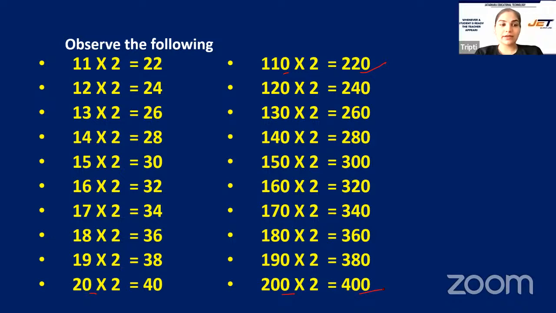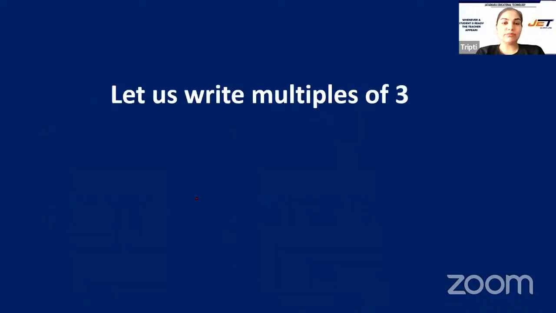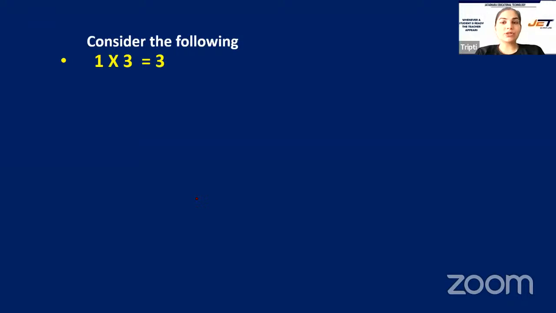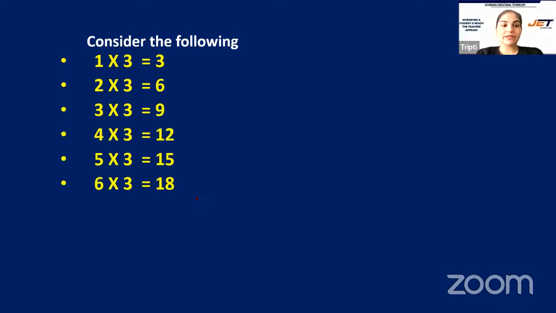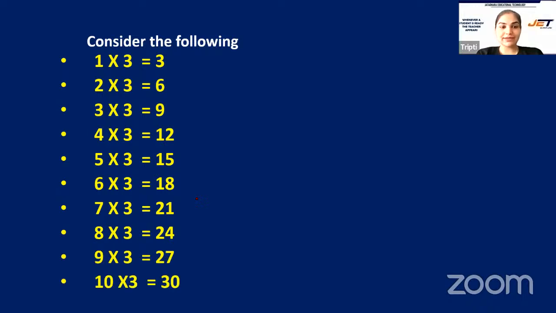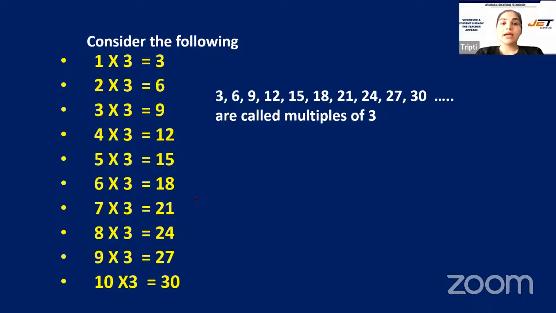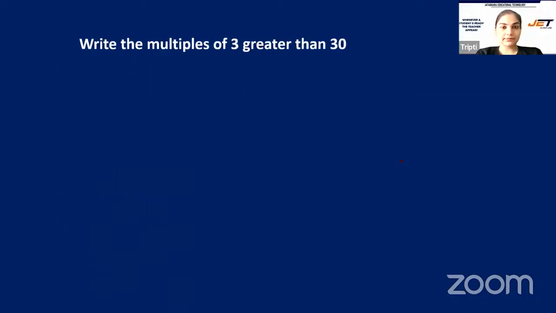That's it. Okay. Now let's do the multiples of 3. 1 times 3 is 3. 2 times 3 is 6. 3 times 3 is 9. 4 times 3 is 12. 5 times 3 is 15. 6 times 3 is 18. 7 times 3 is 21. 8 times 3 is 24. 9 times 3 is 27. And 10 times 3 is 30. So all these numbers are called the multiples of 3, right?